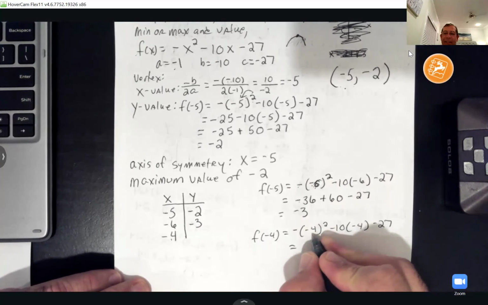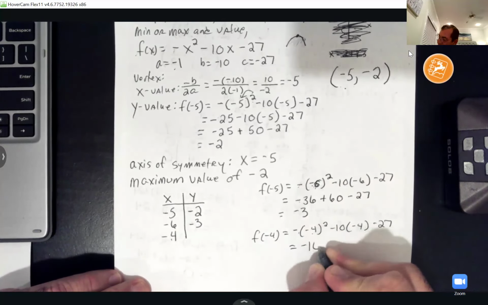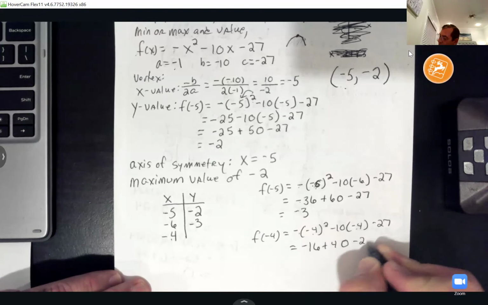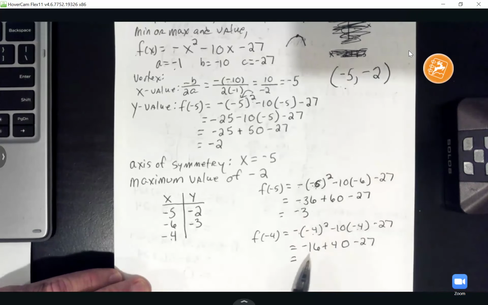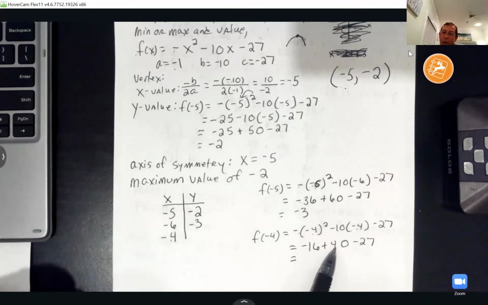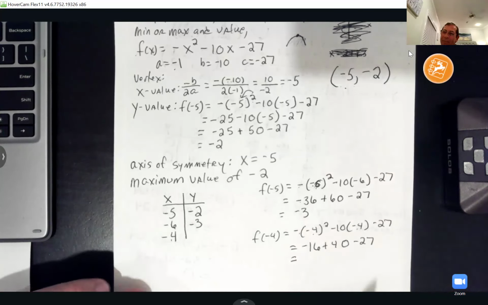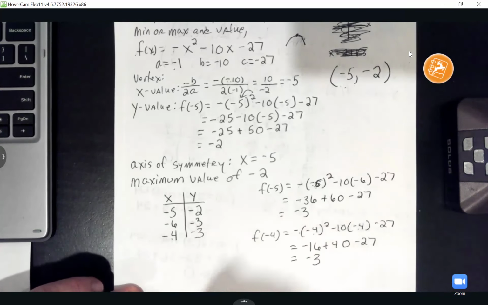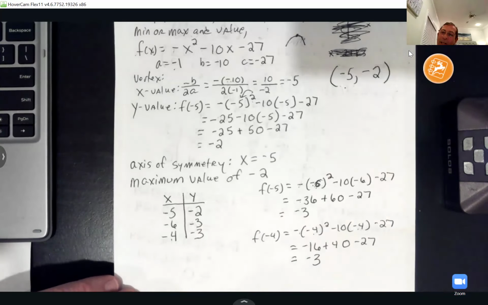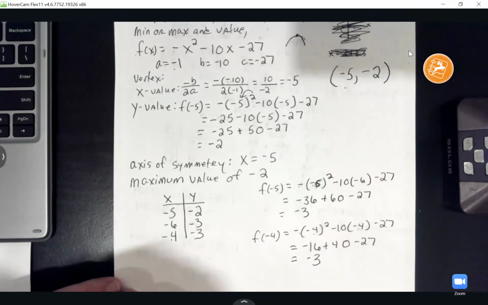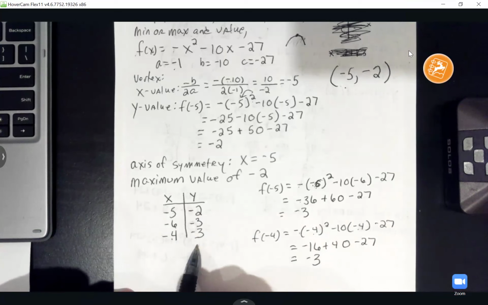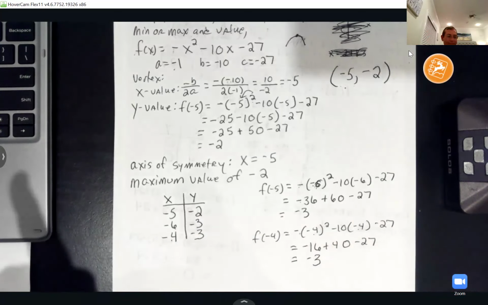That'll give me 16, that'll make it -16. Negative times negative is a positive 40, minus 27. Well, look at this. -16 and 40 give you 24, minus 27, which gives us a -3. So I sort of want y'all to see ways you can cheat on these. Whenever you get one number to the right, you're going to get one number to the left. So plot that vertex, plot them 2 points, and be done with it.